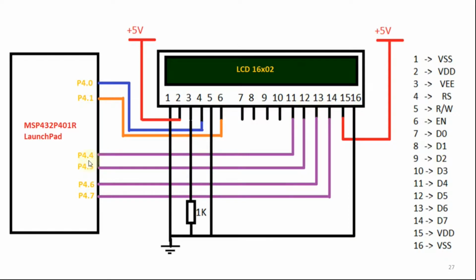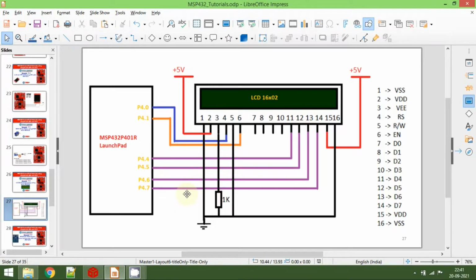to P4.4 to P4.7, and then we have the 15th pin. This is also a VCC pin, so it should be connected to the 5 volts, and again the 16th pin is the ground pin. So this is how the LCD 16x2 is connected to the MSP432 P401R. I am using the port P4, but you can use any port and any pin numbers according to your needs. And here I have provided all the pin names starting from the first pin to the 16th pin. So that's all about the connections. Let's get started with the code.